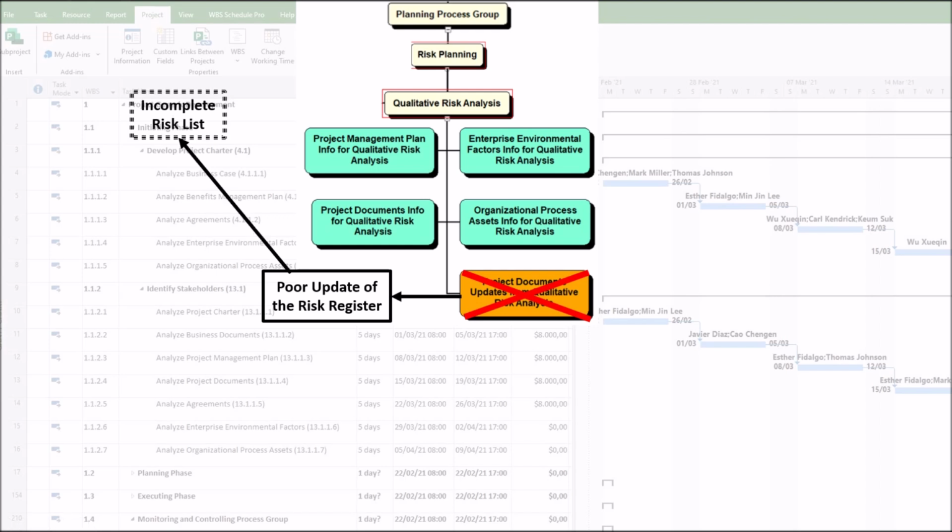First, incomplete risk list. If risks identified earlier were not properly recorded, they won't be analyzed. The process starts with a partial, dangerously incomplete view.